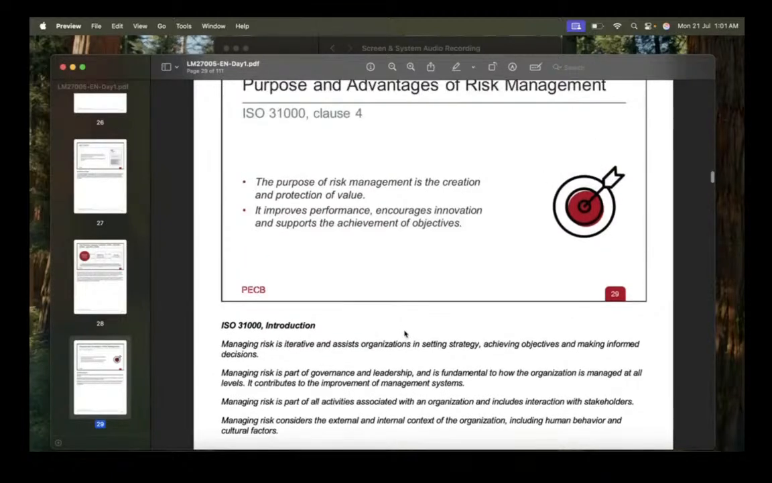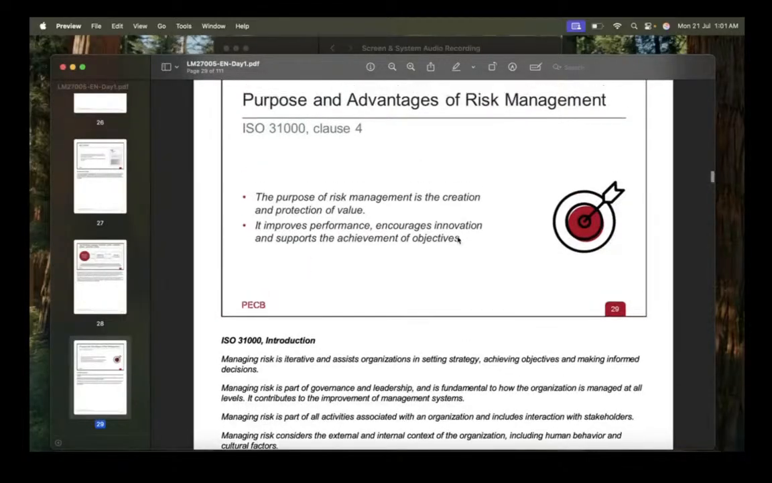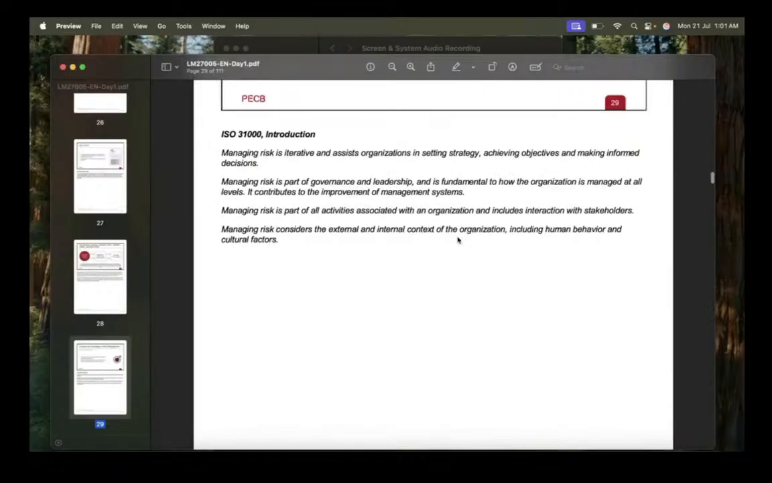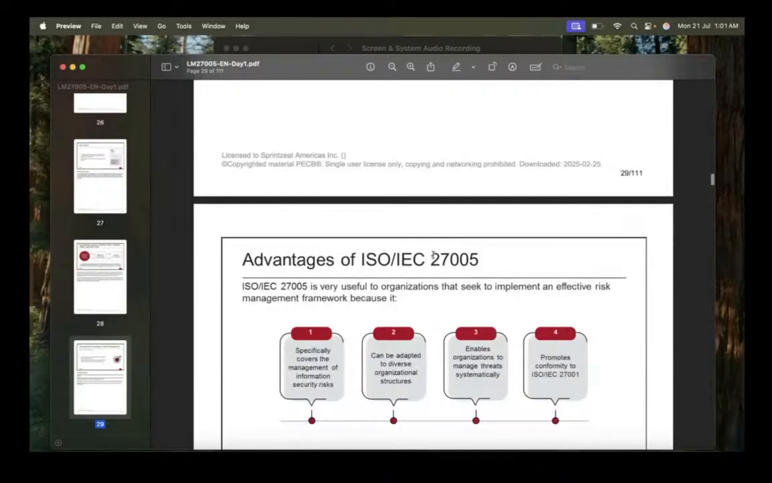So I hope you got a gist of what the risk management purpose is and what the advantage of it is. This is taken from ISO 31000 clause 4. So this is important to note, maybe for your further exercise or coursework. It will help you.